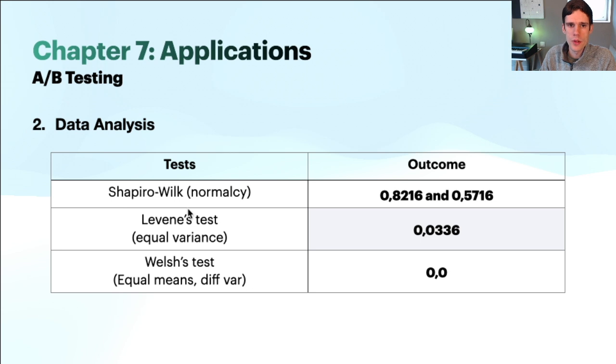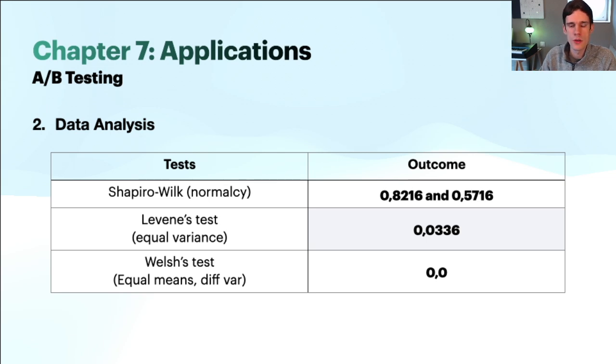So for the Shapiro-Wilk test for normalcy, we had a p-value of 0.82 for sample 1, the test group, and 0.57 for the control group. So both very large p-values, so both samples came from a normal distribution. And we can continue with the parametric tests. Now Levene's test, which tested for equal variances, gave a p-value of 0.03. Now this is smaller than 0.05, and thus we have to conclude that these two samples are representative of populations that have different variances.